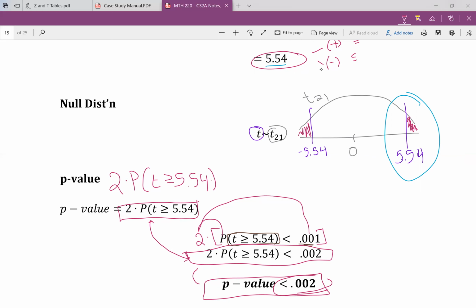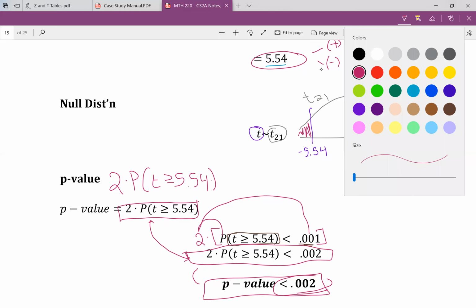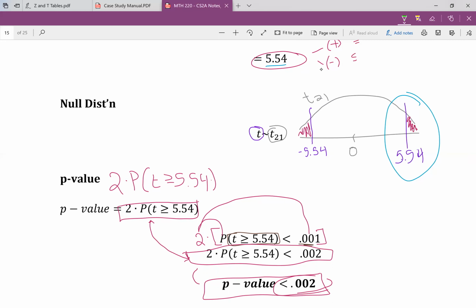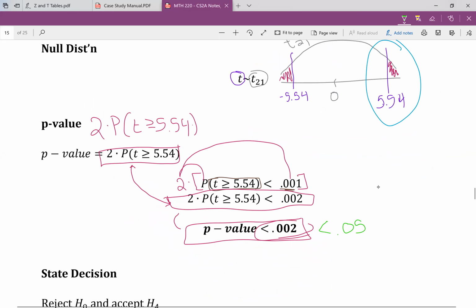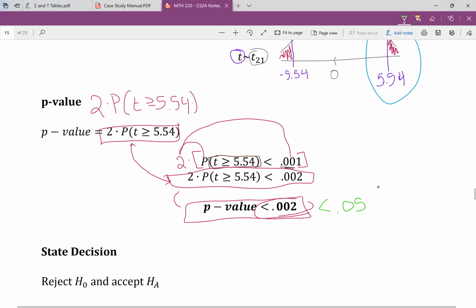Before we move on to the next problem, let's consider what our decision would be. At the top of this page, it told us that alpha is 0.05. So if I come over here, 0.05 is larger than my p-value. My p-value is low. What do I do when my p-value is low? Sorry, I reject H0 and accept HA.